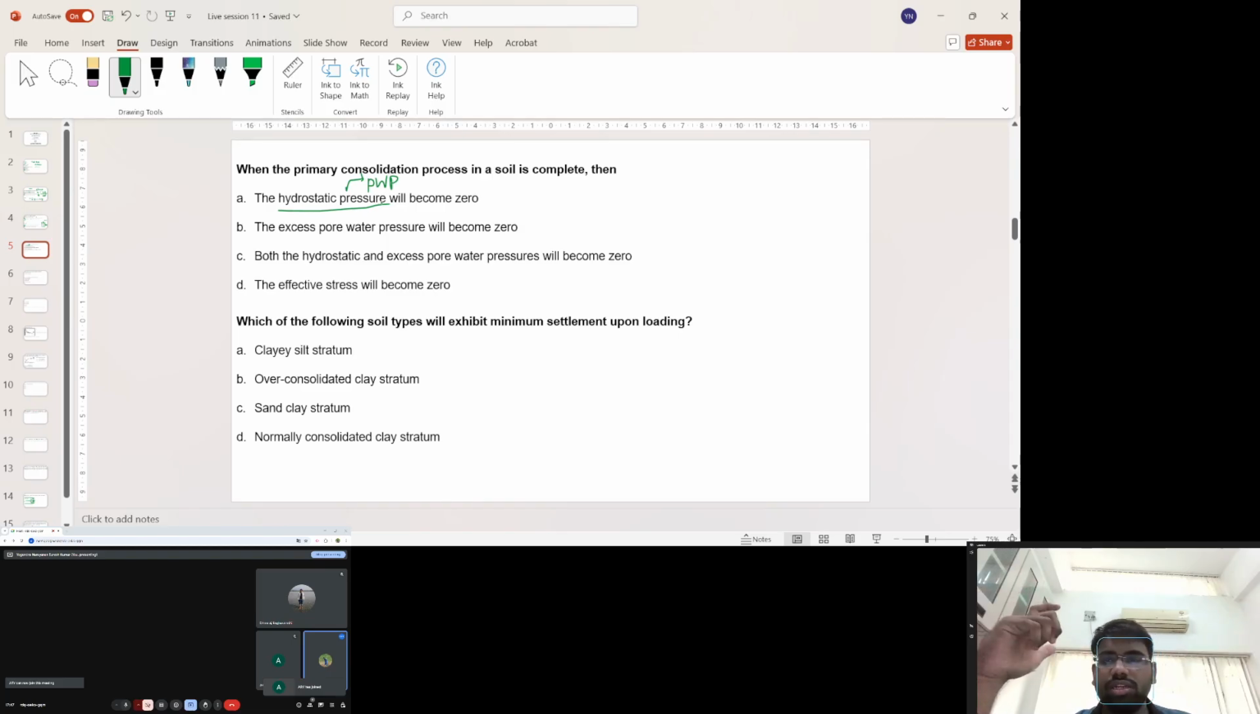If it becomes 0, then the soil will lose its strength completely. So in the consolidation process, the effective stress will never become 0, right? So obviously this is not the right option. Here both options are given, so this is not right. Obviously this is not right, and hence the right option is option B, the excess pore water pressure will become 0. All right. Any doubts?